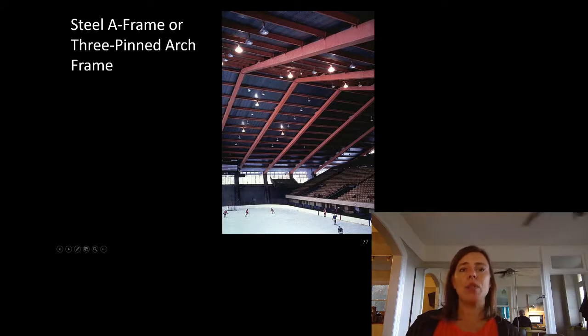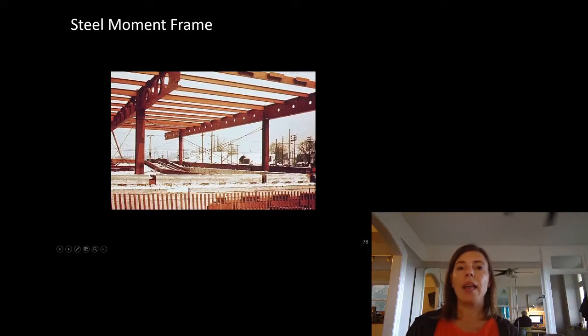Steel A-frame. So this was one of the things in our lateral load resisting systems. We have a pin over here, a pin here, and then there's another pin over there. Another one just to show you a moment frame system.